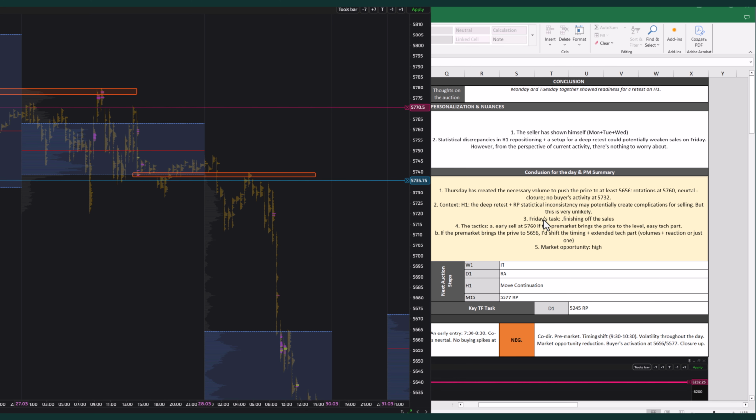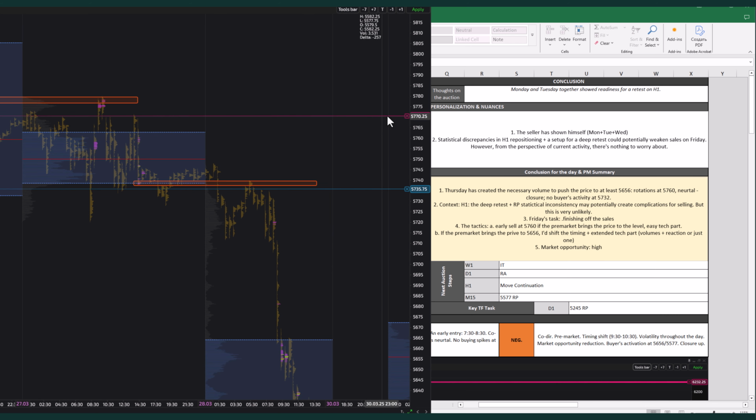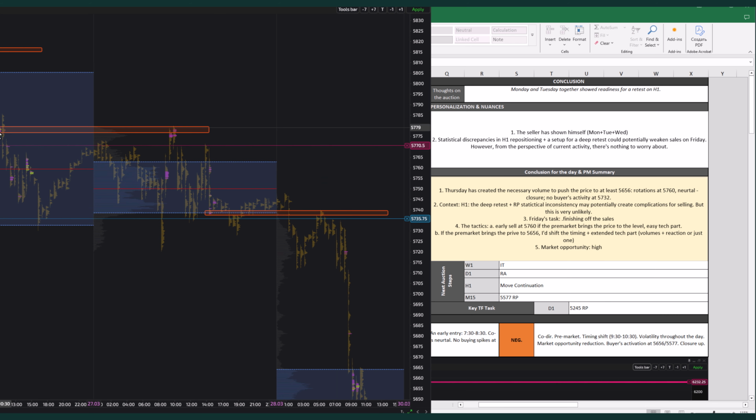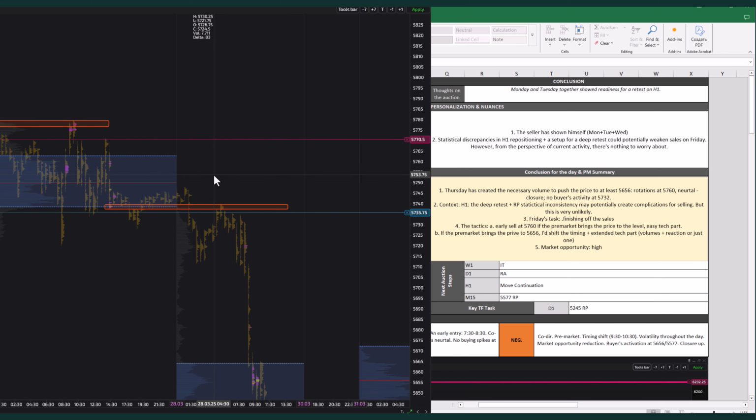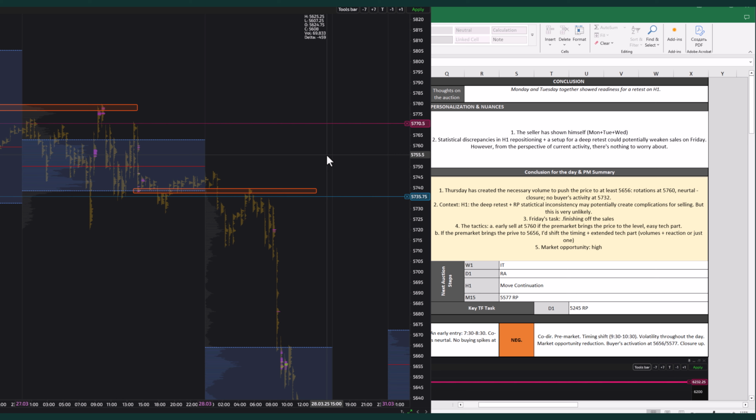Okay. The task, Friday's task. As I said previously, every day has a task. Finishing of the sales, nothing else. So the tactic, an early sell at 57.60. Like here, yeah. I assume that the price could go up to this level. It didn't happen. My prediction was it would be an easy trade, and it was.